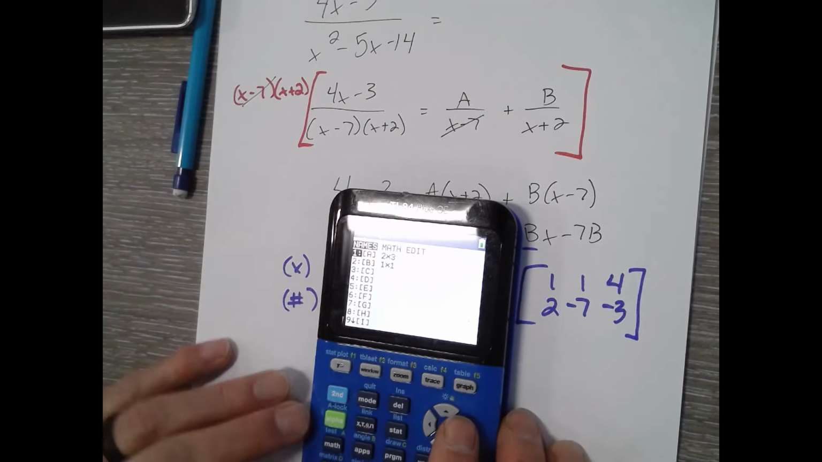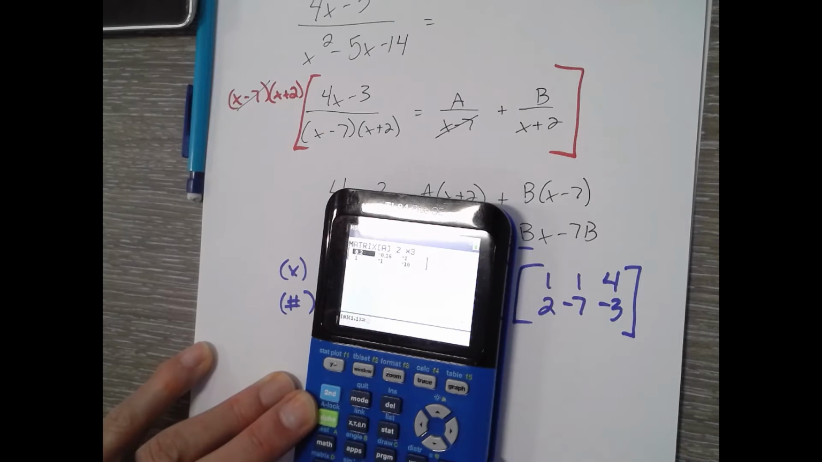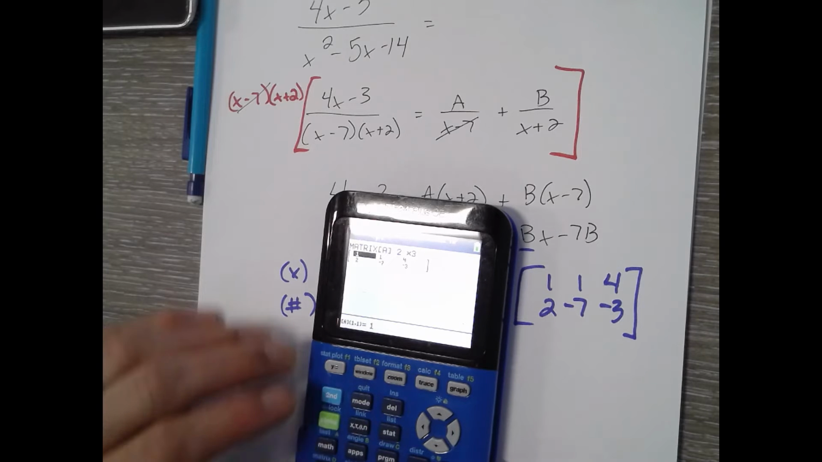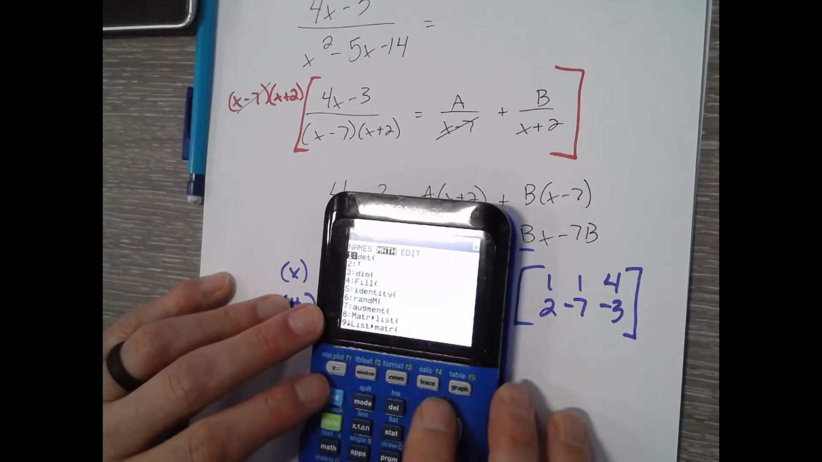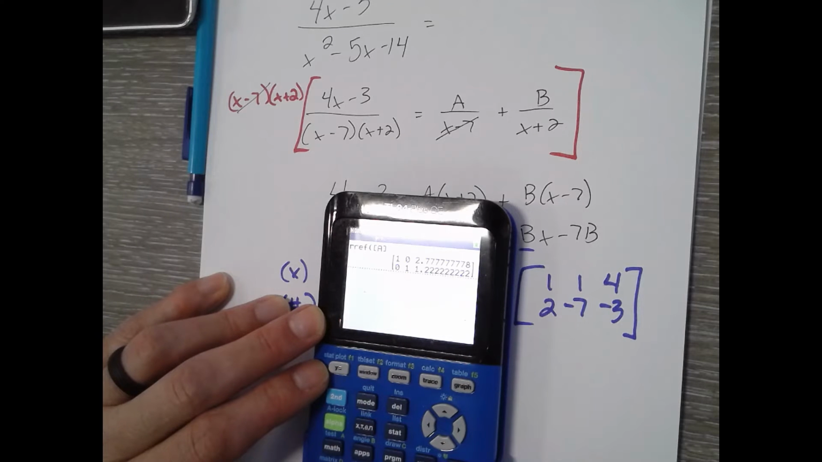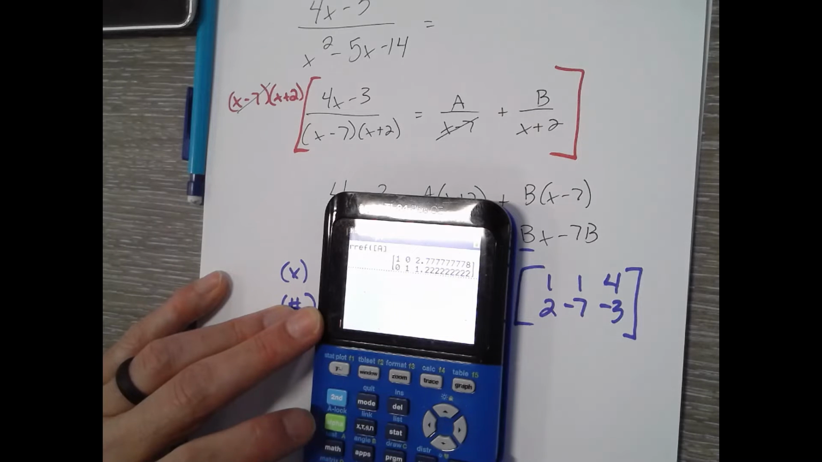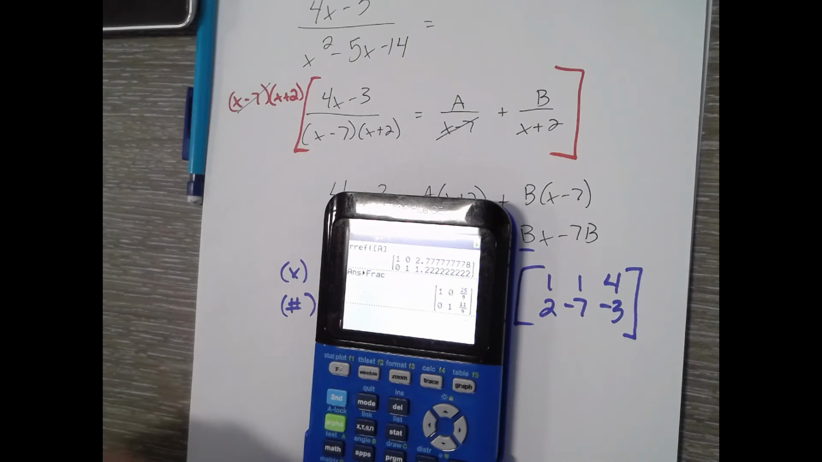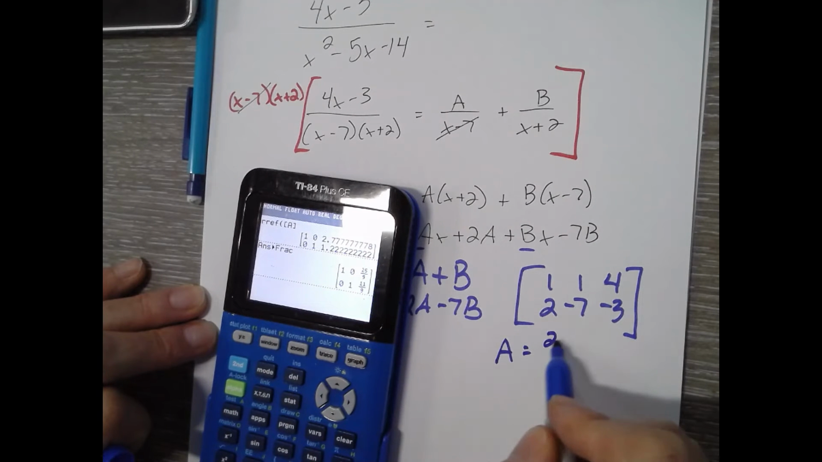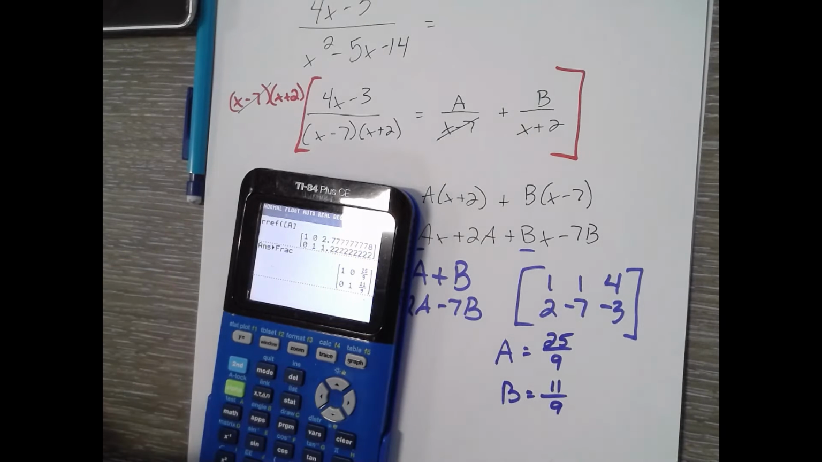Matrix, edit, 2 by 3. Reduced row echelon form of matrix A, and we're going to convert to fractions. So I get 25/9 and 11/9. Okay, so we're basically done.